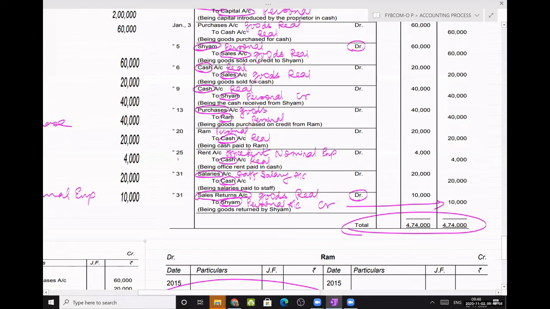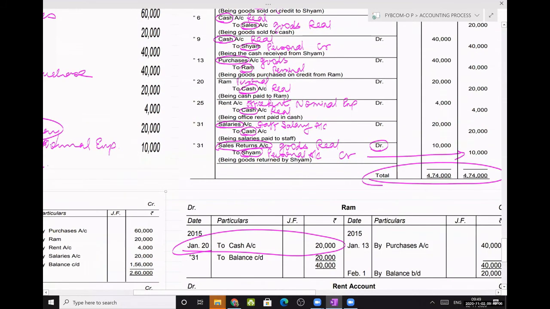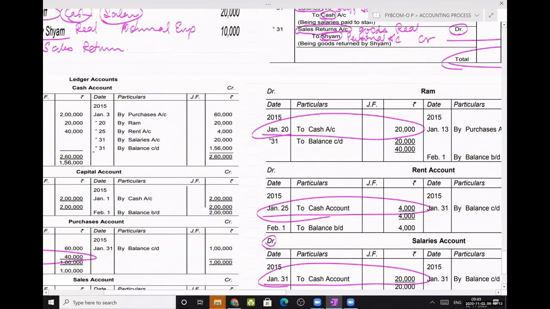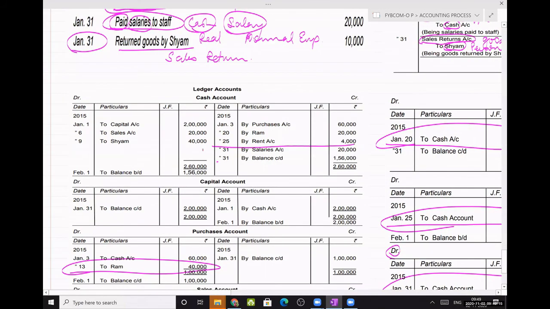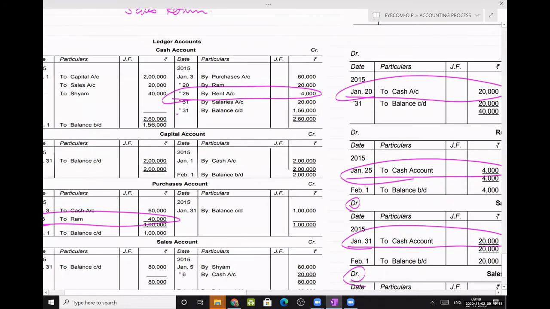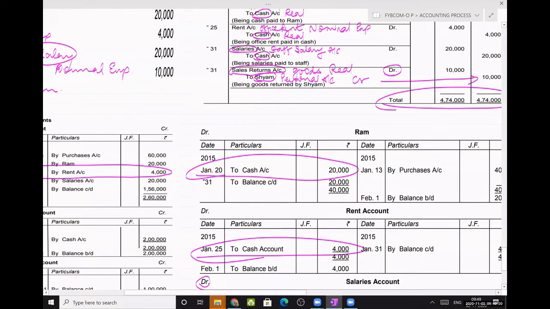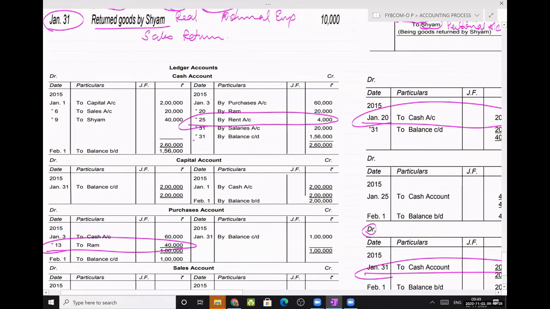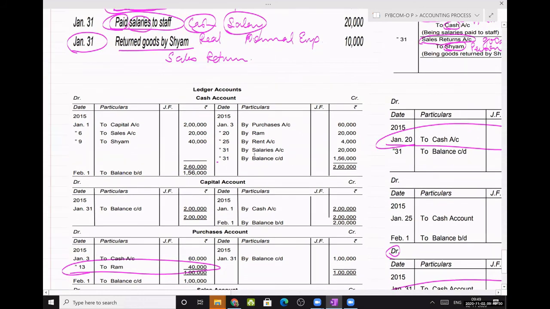Okay, so we have posted 25th, rent account, rent to cash, rent to cash and cash में by rent. ठीक है, then salary to cash, so salary debit side to cash and cash में credit side by salary.